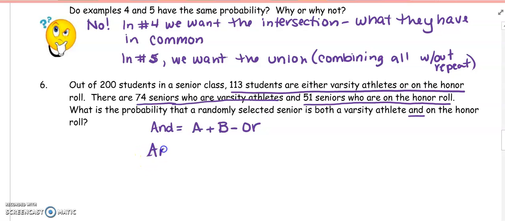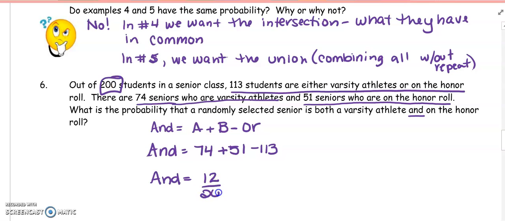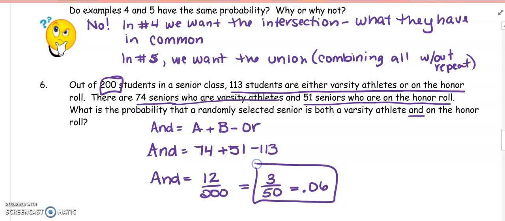Well, that means the and statement, we have 74 seniors who are varsity athletes. We have 51 who are on the honor roll. And we have 113 that are either one or the other. So if I simplify that, I get that that is 12. There was a total of 200 of them. So 12 out of 200. We get 3 out of 50, which is 0.06.